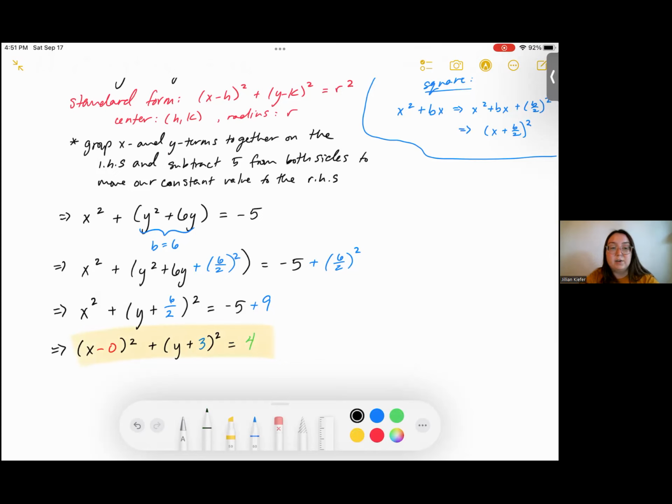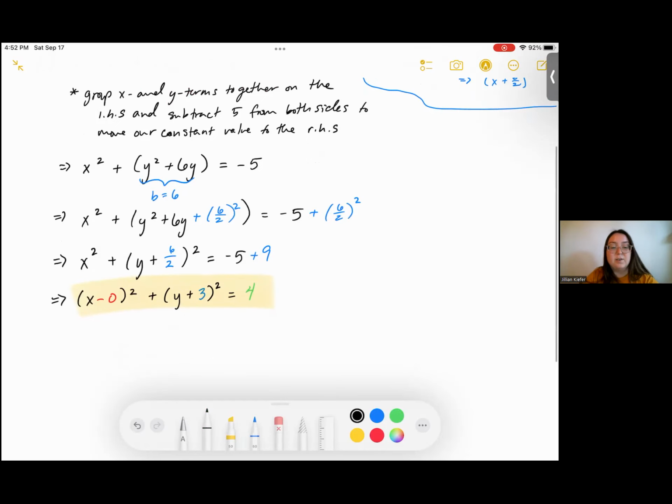Now, the second part of our question was that we want to find the center and the radius. And we said our center was found at h, comma, k. We say this is h, this is k, and this term right here, this is technically r squared.